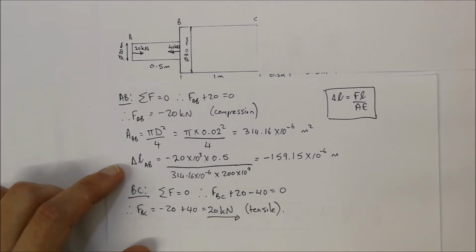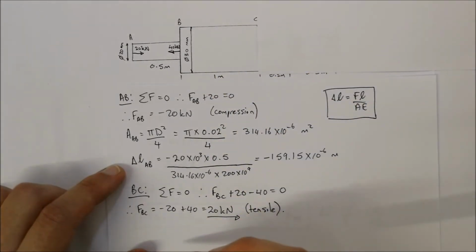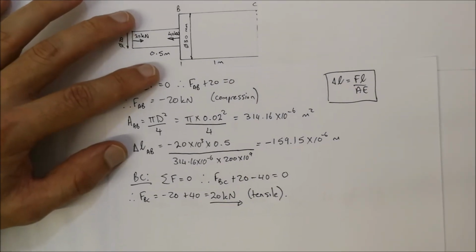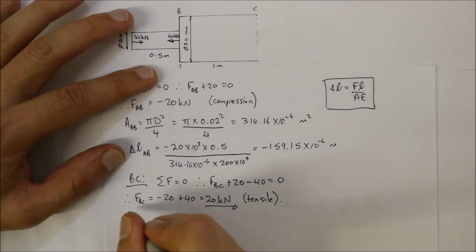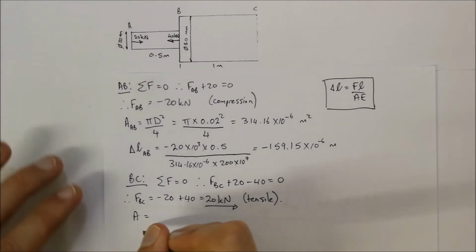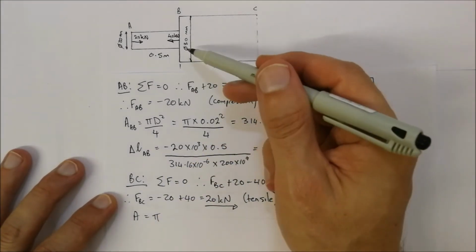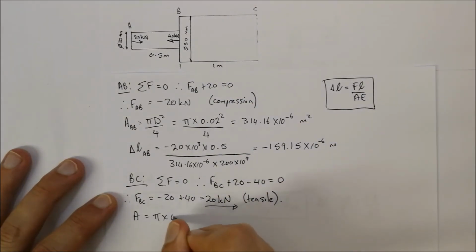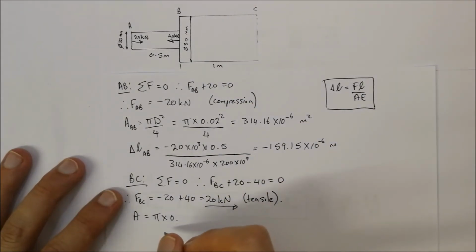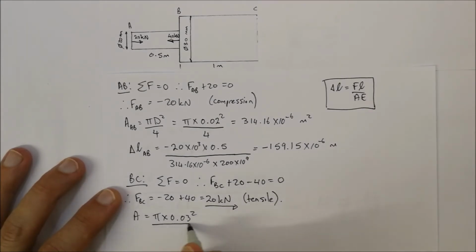Right. The cross-sectional area of BC. Let's calculate that. Area is equal to pi d squared over 4. So we've got pi, and d is 30 millimeters over there, so that is multiplied by 0.03, all squared, divided by 4. We calculate that and we get 706.86 times 10 to the minus 6 square meters.